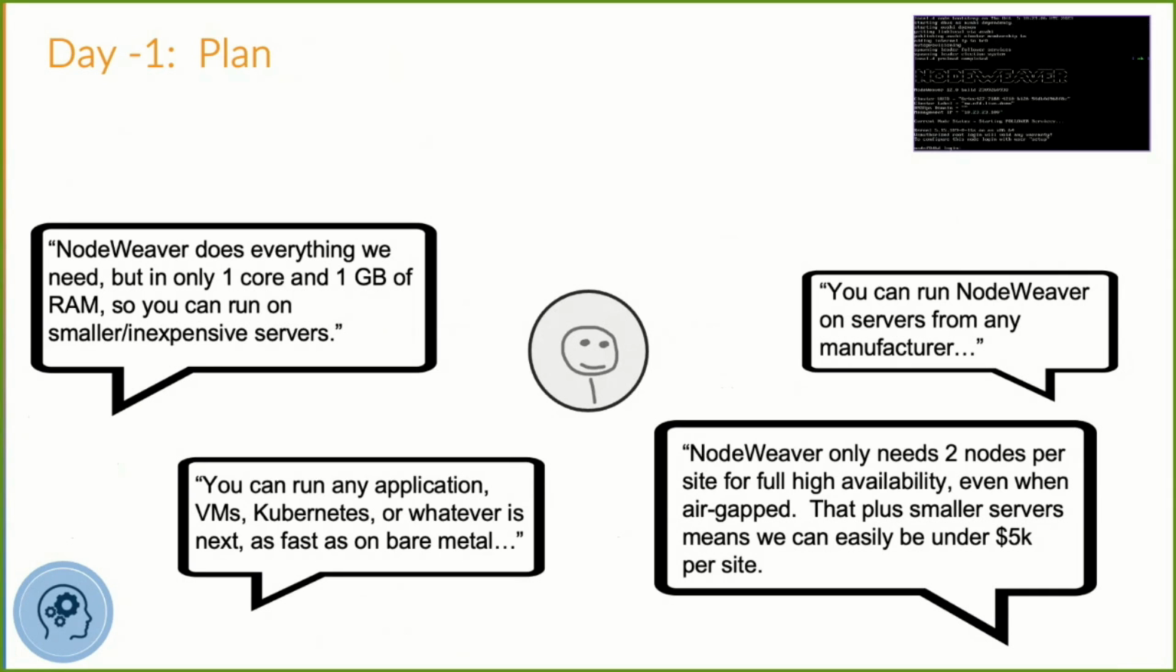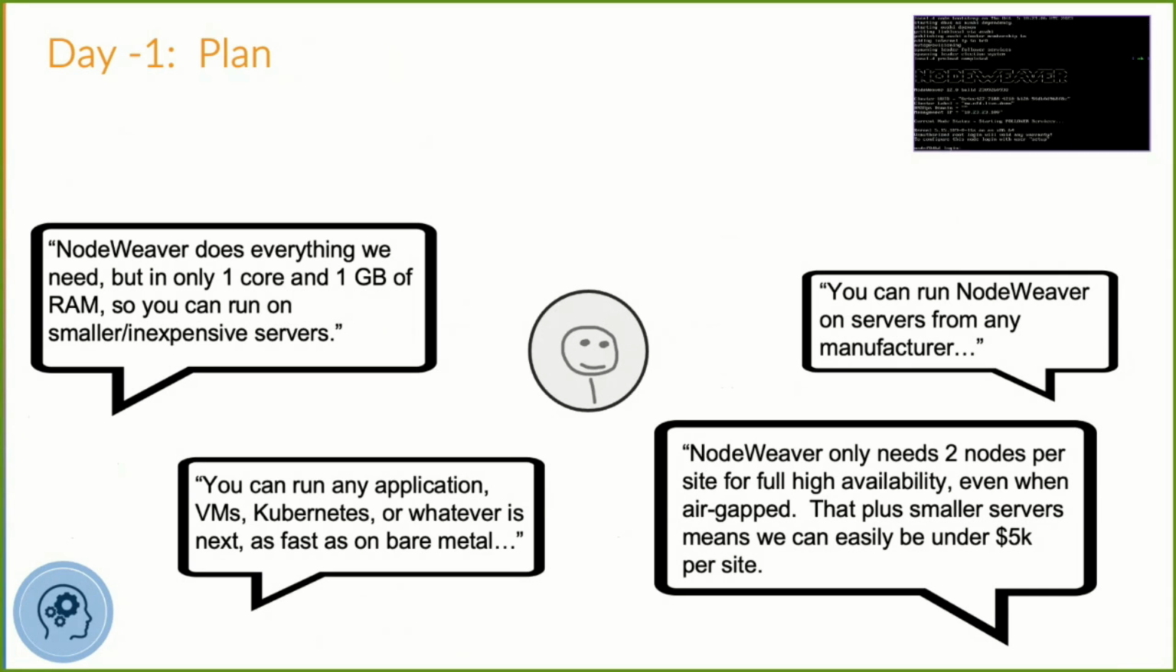One nice benefit and a big difference between NodeWeaver and other similar solutions is that we require only 2 nodes to achieve full high availability. And that does not mean that we also need a remote witness. We do not need a remote witness, meaning we can run 2 nodes, full high availability, even in an air-gapped environment. So that alone represents a significant cost savings of not having to buy 3 nodes per site. Now it's 33% less hardware that you need to deploy at each location to achieve HA.